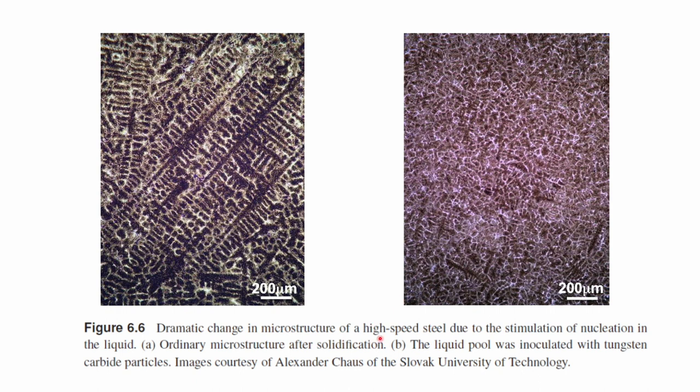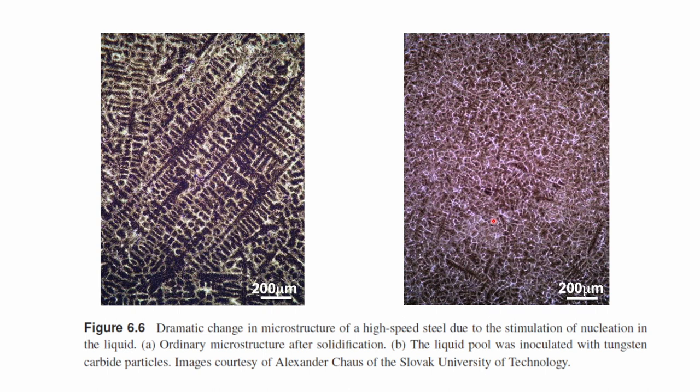For high speed steel, you can also use a modified process to add tungsten carbide particles in the solution to change the microstructure from the left to the right side. On the right side, the image clearly shows you very small grains and a very uniform structure as well.